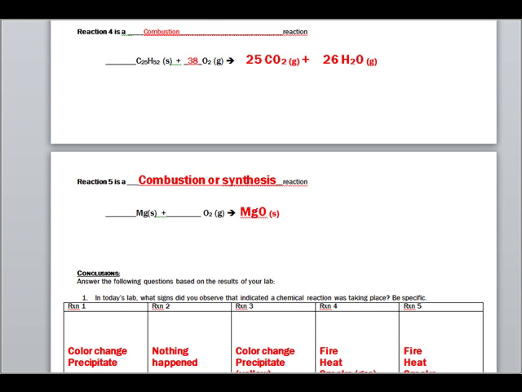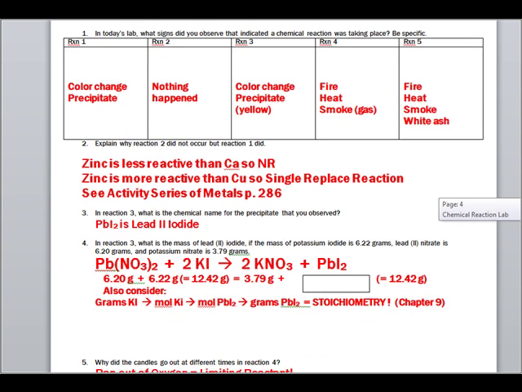Alright, let's see what we got down here. This one says, what signs did you observe that indicated a chemical reaction was taking place? Okay? And I don't know if I'm specific enough or not, but what happened in reaction number 1, where we put the zinc in the blue copper 2 sulfate, we had a color change and a precipitate. What was the precipitate? Reaction 1. The copper falling out.